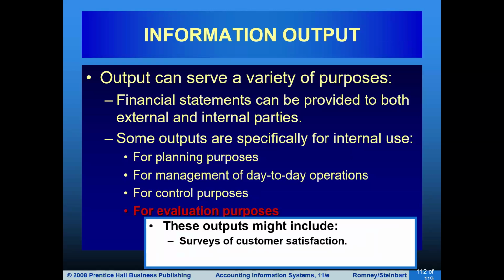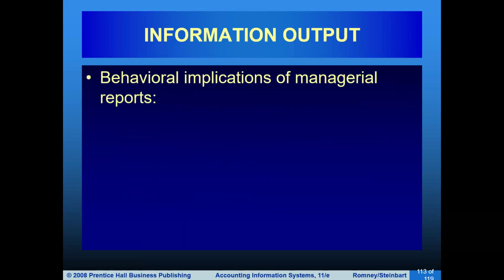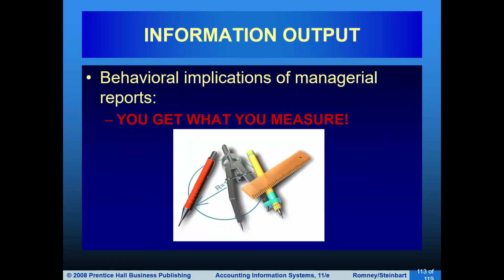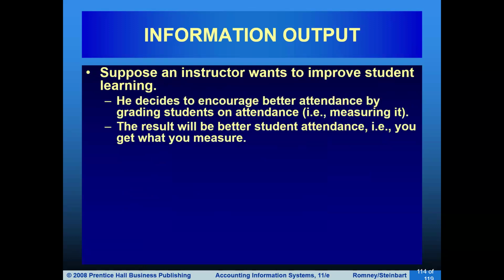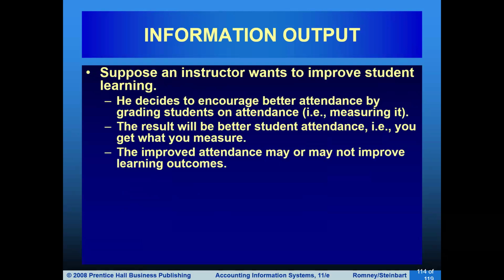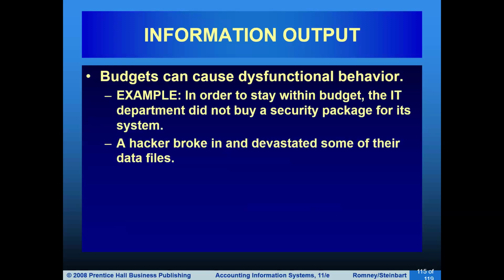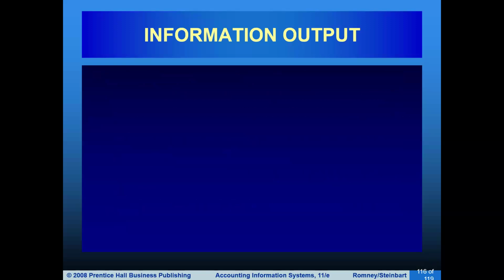These outputs might include surveys, reports, and reports on employees' error rates. Behavioral implications of managerial reports: you get what you measure. Suppose an instructor wants to improve students' learning. He decides to encourage better attendance by grading students on attendance. The results will be better students, something like that, as an example. You can read it for your own work.